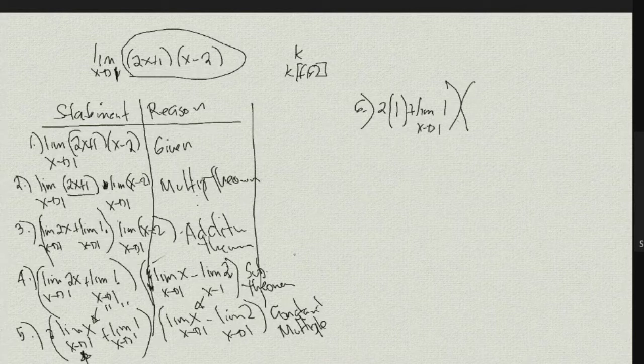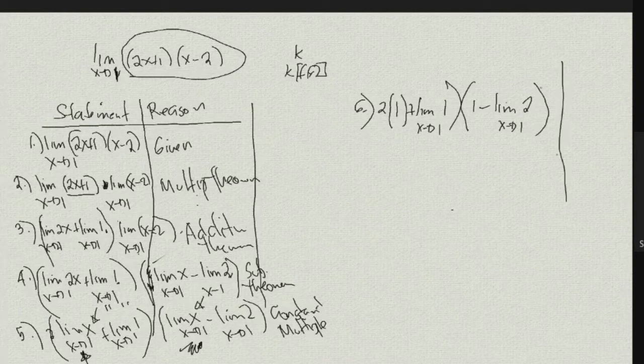Dito pwede na rin, so magiging 1 minus limit of x as x approaches 1. So the reason is limit of x. Kung ihahaba natin, the limit of x as x approaches c is equal to c. Yun yung talagang mahabang paliwanag doon.